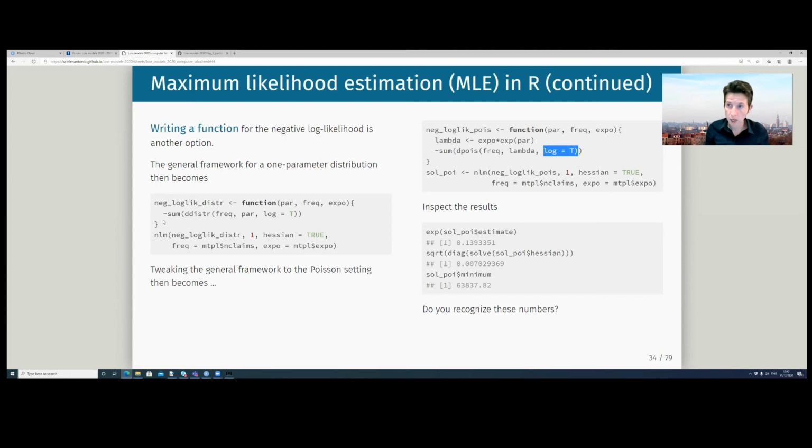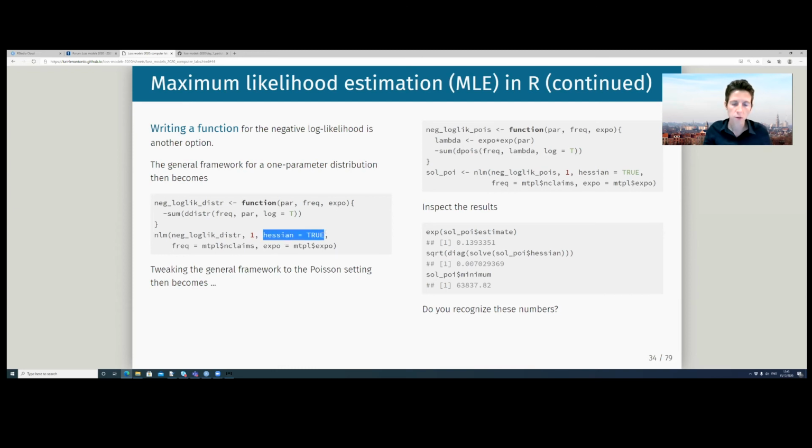Why do I do this log is true? Because numerically that turns out to be a bit more efficient if you use the built-in implementation within R. The alternative, of course, is that you take the logarithm yourself, but that's a little bit less efficient. What we're then going to do is give this function as input to a non-linear minimization routine called mle. We tell the routine to minimize this function. The unknown parameter is one-dimensional in a Poisson model, so we give as a starting value just a 1. That's just the starting value for the routine.